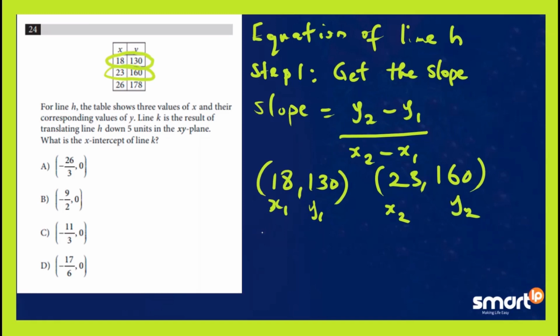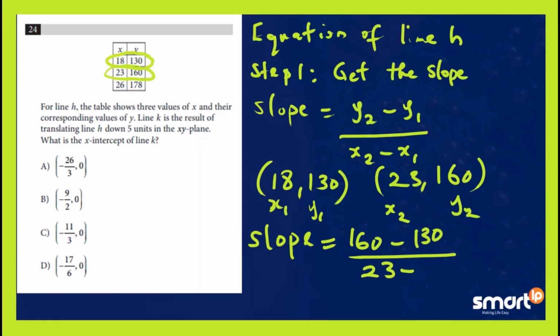Okay, so let's fit these values into the formula for slope. So slope equals y2, which is 160, minus y1, which is 130, divided by x2, which is 23, minus x1, which is 18. And 160 minus 130 is going to give us 30, divided by 23 minus 18, which is going to give us 5.